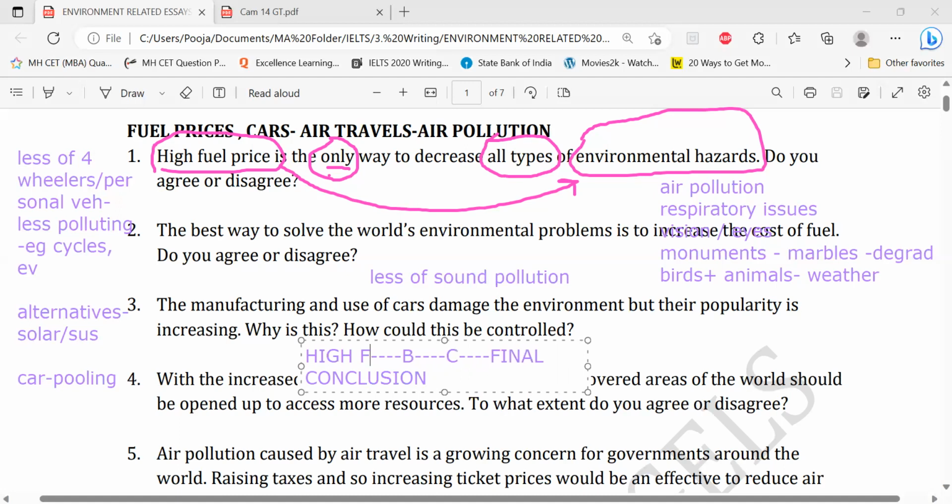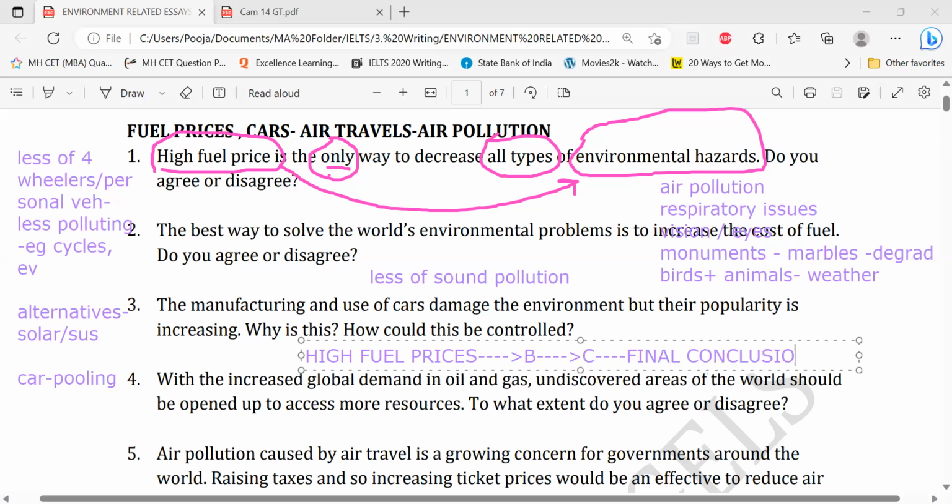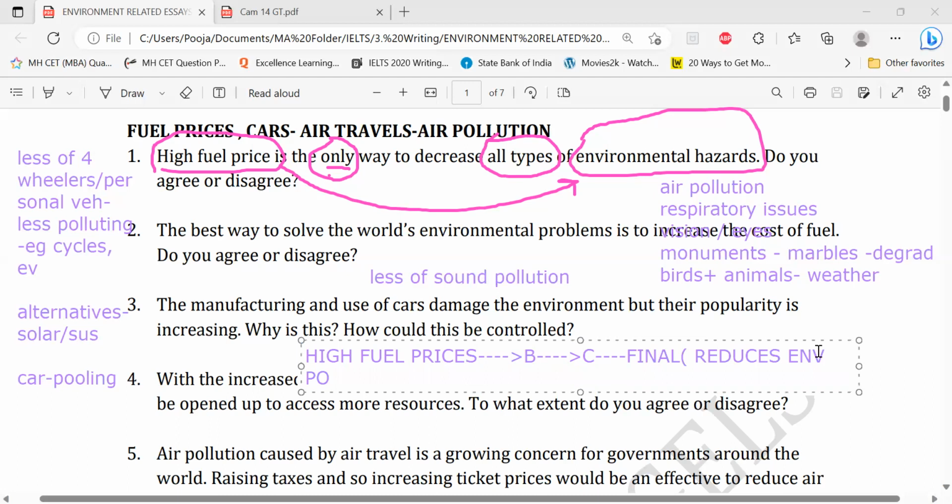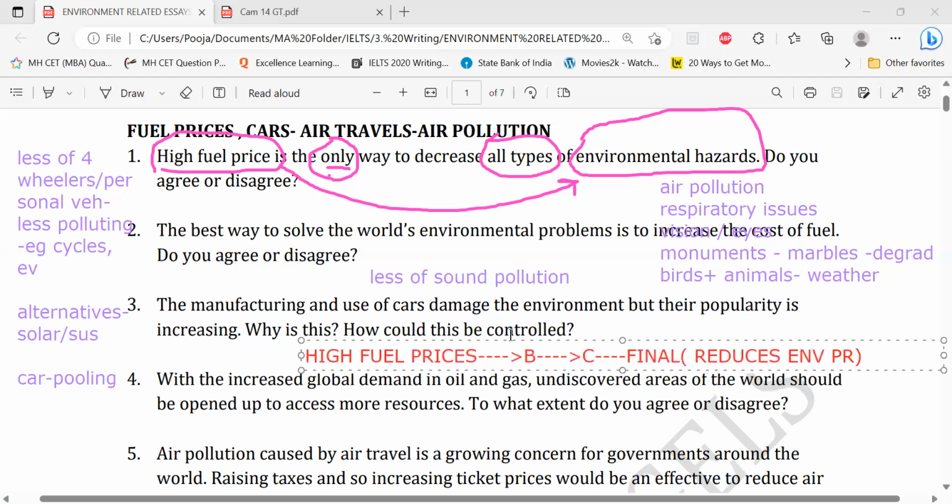High fuel prices. Now think for a moment, what happens next because of high fuel prices? And what happens after that? And then after that, sometimes C itself is the final thing, or else the final conclusion. What is the final conclusion? Reduces environmental problems. You understand? Here is the problem here. So you have to think like that. Start developing your thought process that this is connected to this. In between, 2-3 things are missing.